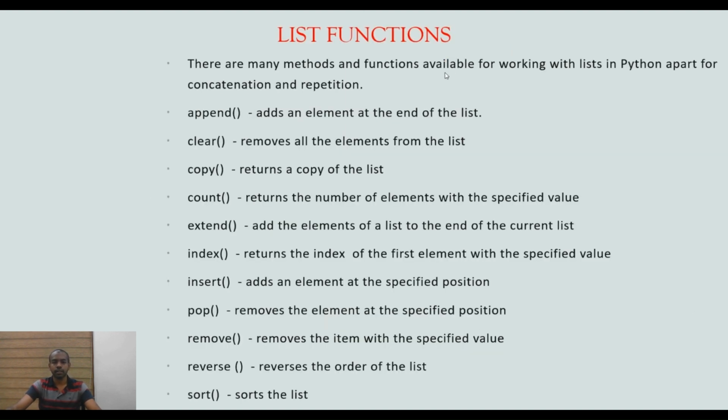List also has a number of functions. There are many methods and functions available for working with lists in Python, apart from concatenation and repetition. We'll see that shortly. Firstly, we have the append function. It will add an element at the end of the list. Similarly, we have the clear function to remove all the elements from the list. If you want a copy of an existing list, you can use the copy function. And if you want to count the number of times an element is repeating in the list, you can use the count function. To add multiple elements, you can use the extend function. If you want to get the index value of a particular element, the first time it's showing, we can use the index function.